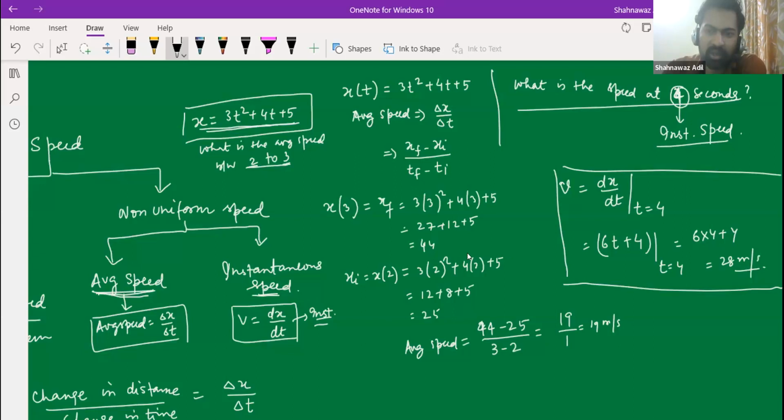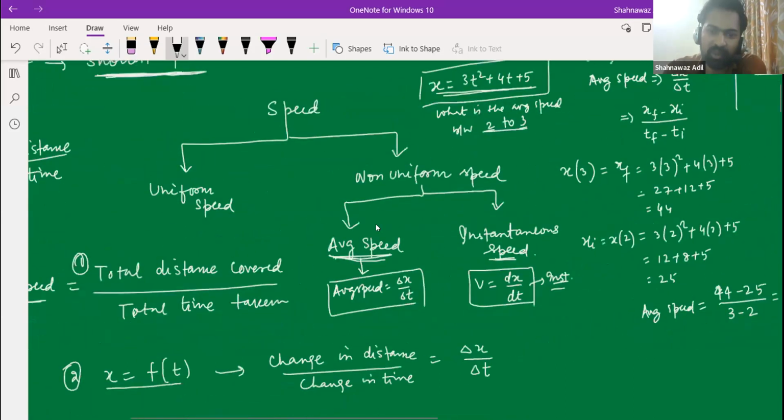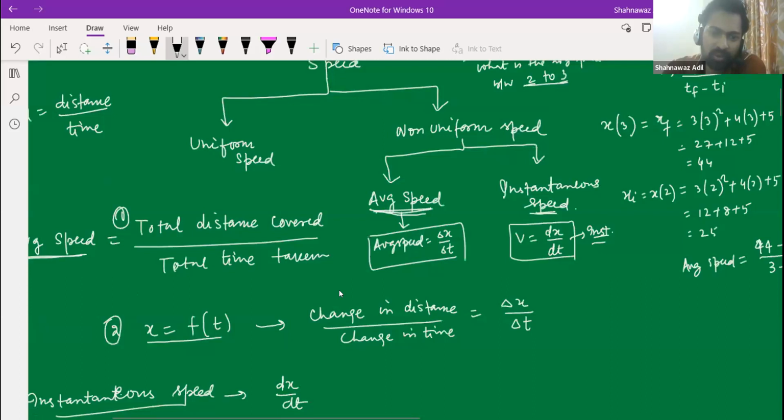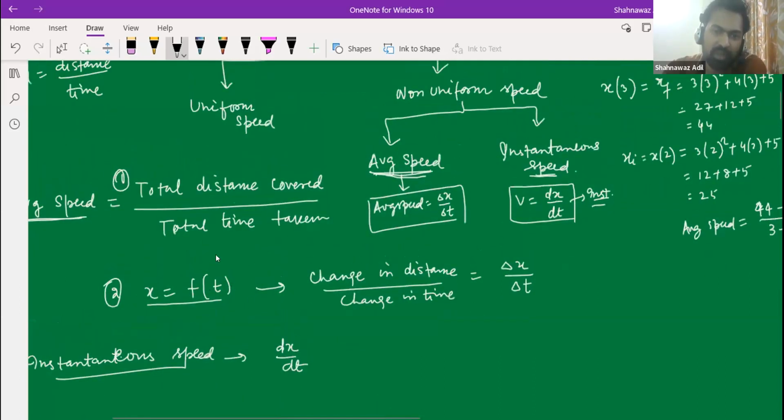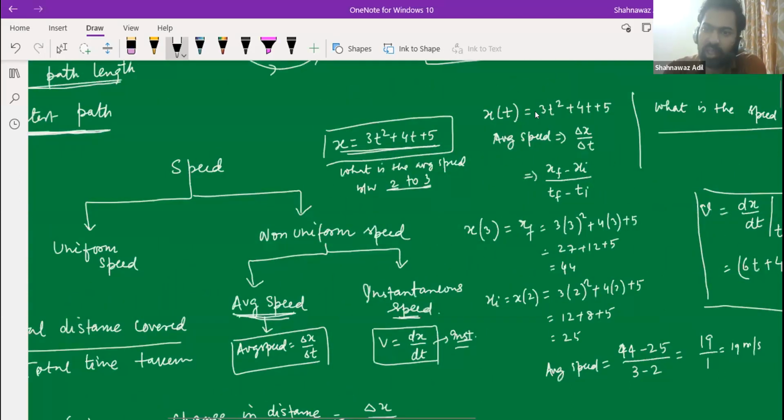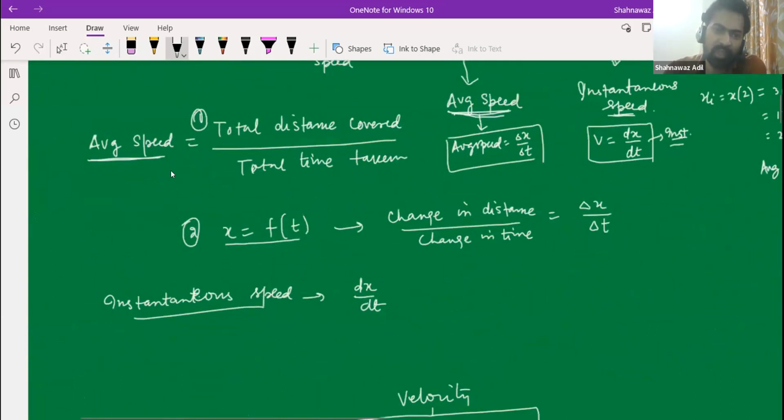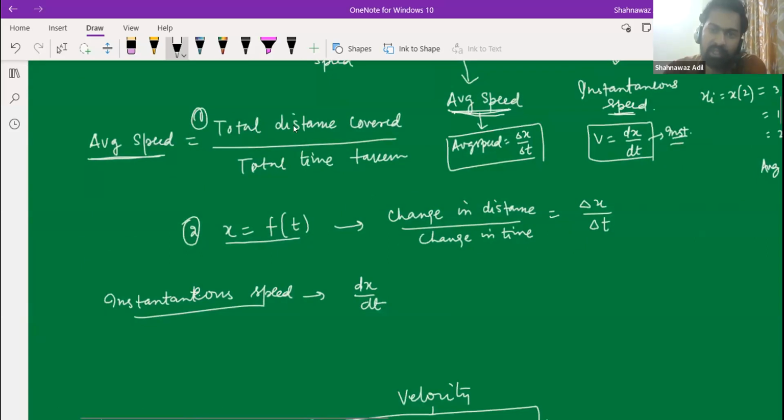And there is a universal formula for average speed as well. Whenever the position is given in parametric form, then average speed is this one. But if they are not giving you this parametric form, if x is not a function of t, they will say this is the speed at this time, this is the speed at this time, and they will ask you the average speed. Then you just calculate total distance covered by total time taken. So this is the universal formula, right?